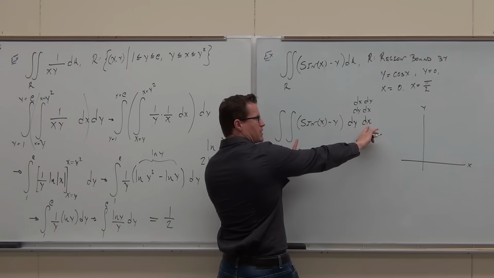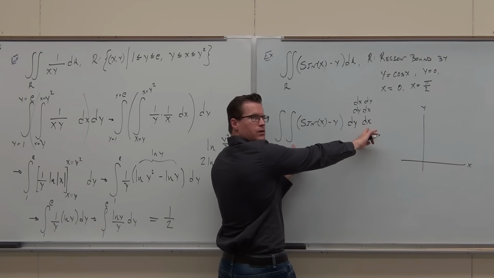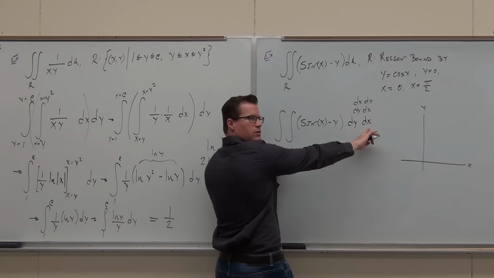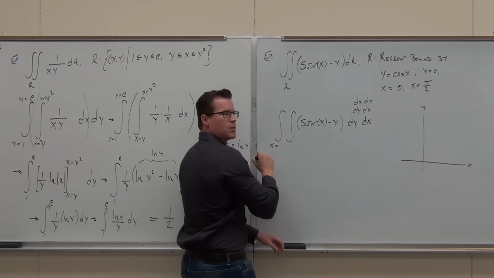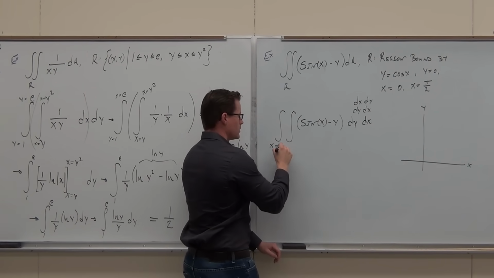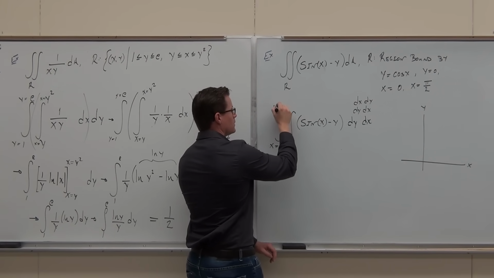The x's have to go on the first integral, yes or no? No. The x's go on the outside integral. Yes. What's the smaller of those two x's? 0. They have to go in this order. The bigger of them?